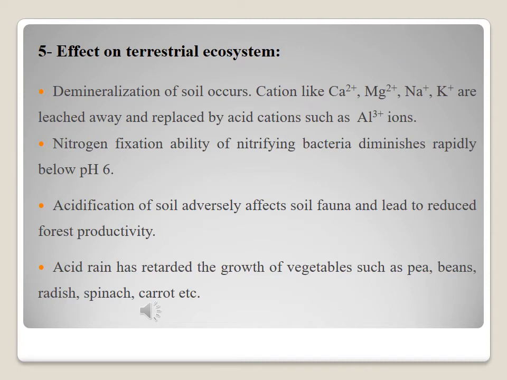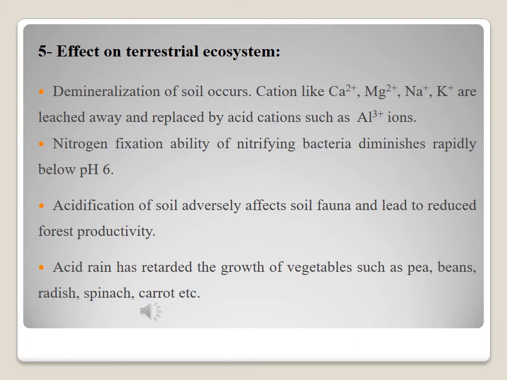Effects on terrestrial ecosystem. Demineralization of soil occurs. Cations like calcium, sodium, potassium, and magnesium are leached away and replaced by acidic cations such as aluminium. Nitrogen fixation ability of nitrifying bacteria diminishes rapidly below pH 6. Acidification of soil adversely affects soil fauna and leads to reduced forest productivity.